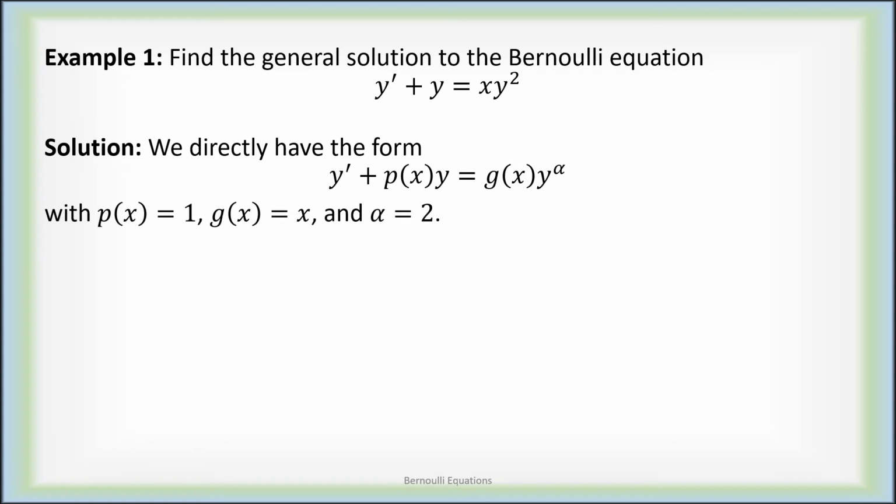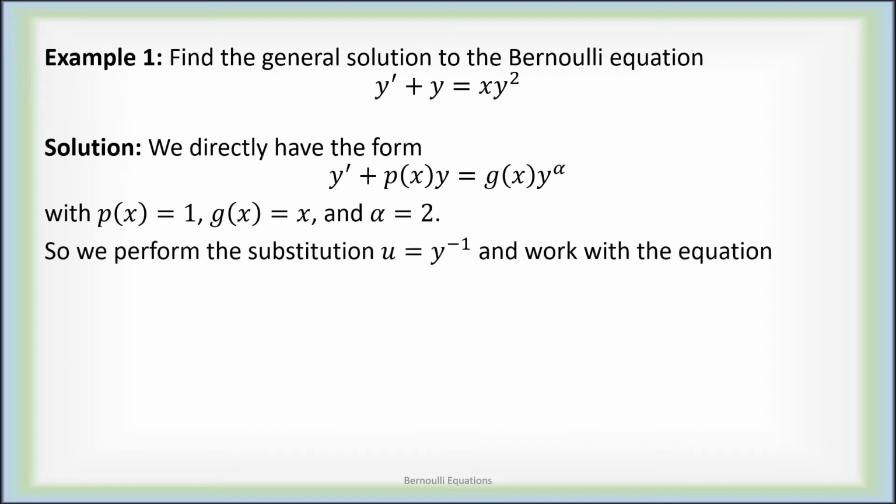So with alpha equals 2, we need to perform the substitution u is equal to y to the 1 minus alpha. Now 1 minus alpha is minus 1, so we're going to perform the substitution u equals y to the minus 1. And when you perform the substitution, you're going to end up with u prime plus 1 minus alpha p of x u equals 1 minus alpha g of x.